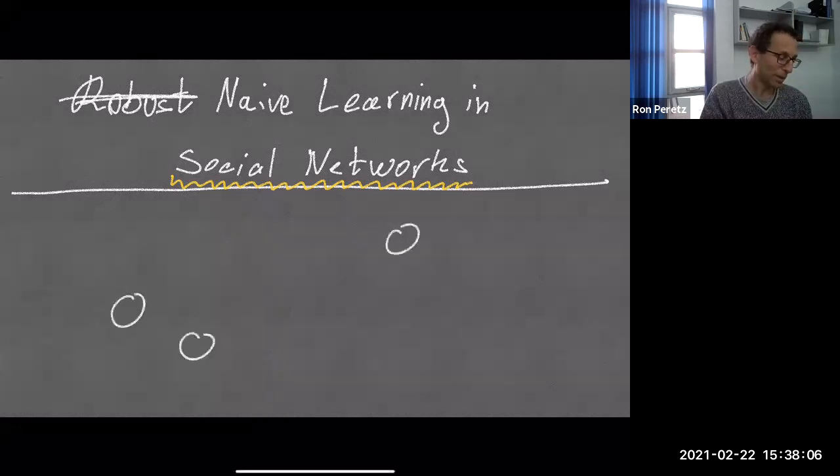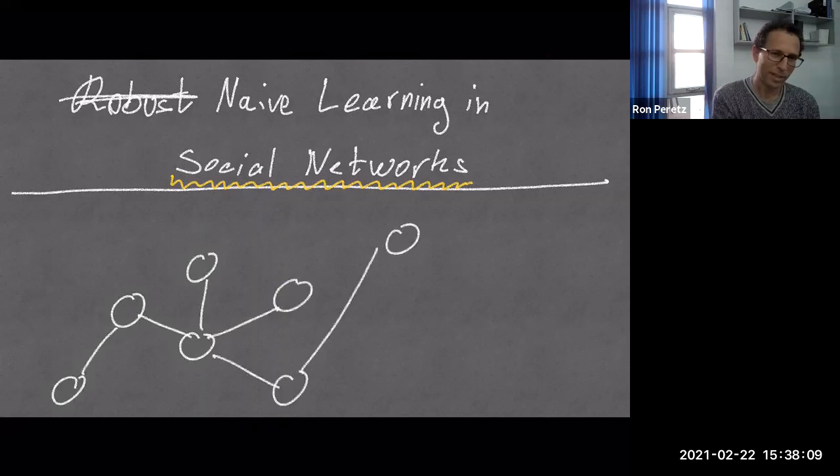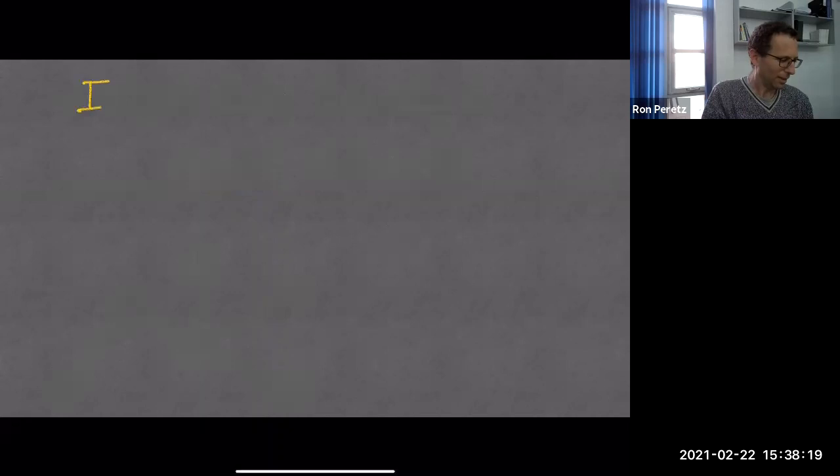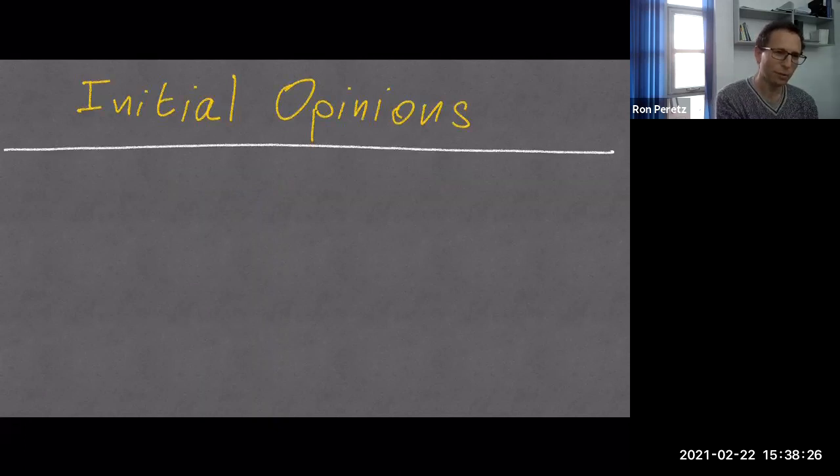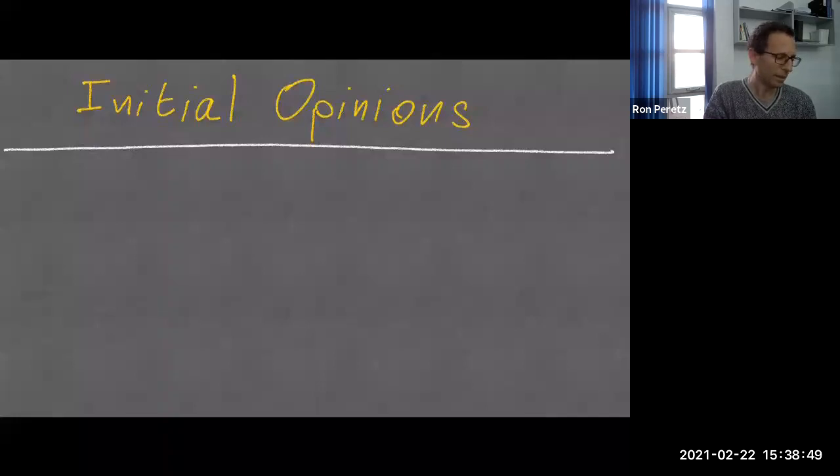So I will start talking about the network. What is a network? A network is just a connected graph. In this presentation, a network will be a connected graph. So this is a social network. The nodes or the vertices in the graph, we call them agents, and they have opinions. The opinion of an agent is just a real number. There are some papers that refer to opinions as vectors in a vector space. We will refer to them as real numbers, and usually these numbers will be in the unit interval.